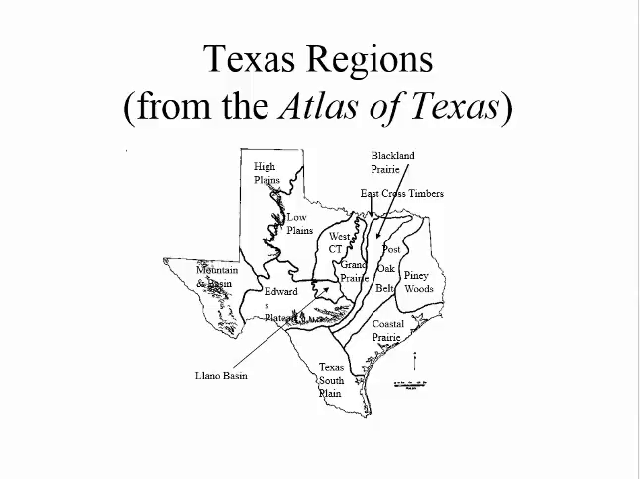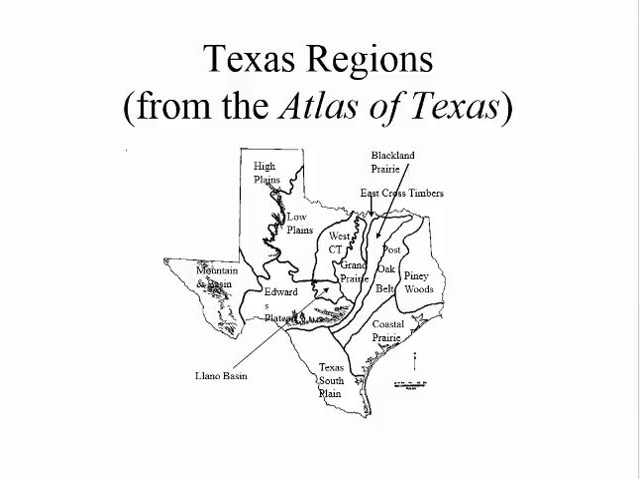Piney Woods, Coastal Prairie, Post Oak Belt, Blackland Prairie, the East and West Cross Timbers, and in between the East and West Cross Timbers, the Grand Prairie, the Low Plains, the High Plains, the Mountain and Basin region, and the Edwards Plateau. In the middle of the Edwards Plateau, there is the Llano Basin, sometimes known as the Llano Uplift.